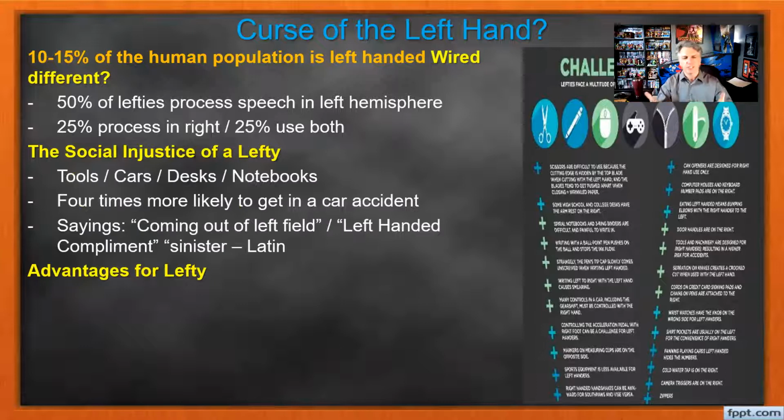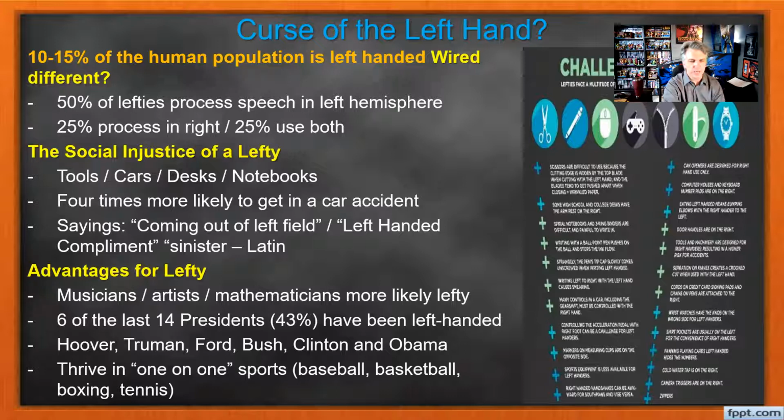There's social injustices of being lefties, and if you're left-handed, you know this. Tools, scissors, all these sorts of things that are designed for right-handed people. Cars are more likely to get into accidents if you're left-handed, because a car was designed for right-handed people. Desk, if you're sitting in a classroom desk and your right hand can rest on it, lefties can't do that. They've got sort of that gap. Notebooks, writing across it, all of these things are disadvantages for lefties.